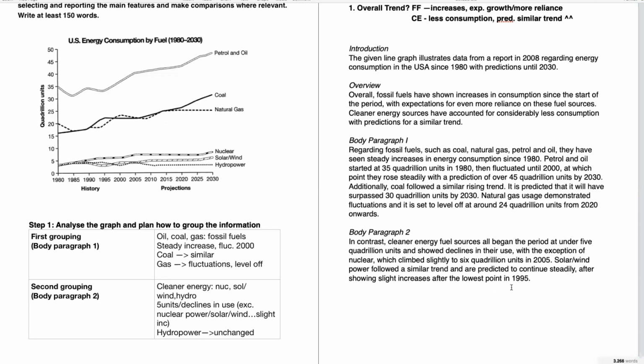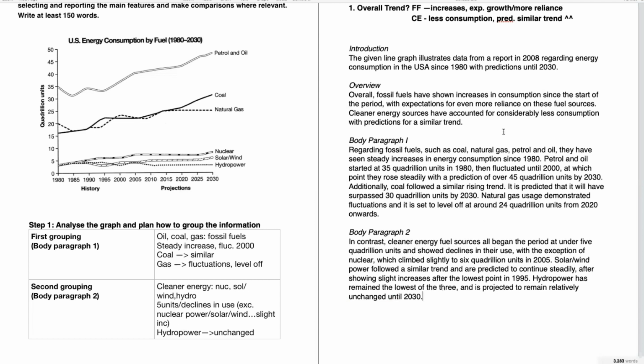Now I'll talk about hydropower, and that's really all we have left to do. So I'll say hydropower has remained the lowest of the 3 and is projected to remain relatively unchanged until 2030. And that is exactly what we see here. It was unchanged, and we have until 2030 in our graph, and it is the lowest of the three. So that is all we really need for body paragraph 2.